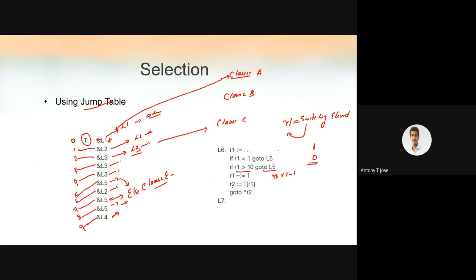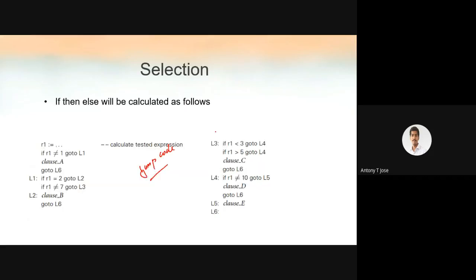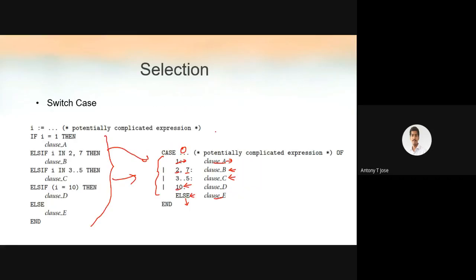And here it is written as R2 equal to T of R1. Now R1 is 0. T of 0 is L1. That is, here L1 will be executed. What is L1? It is clause A. Clause A corresponds to 1.